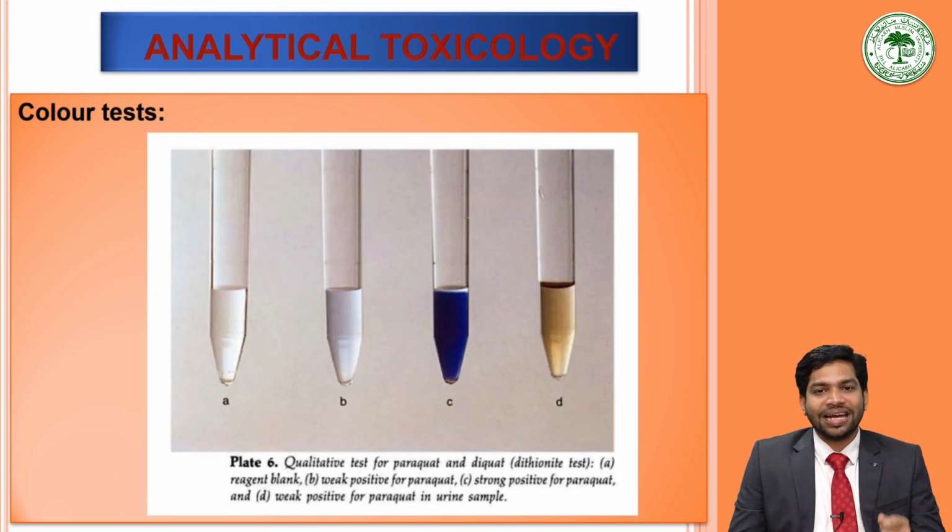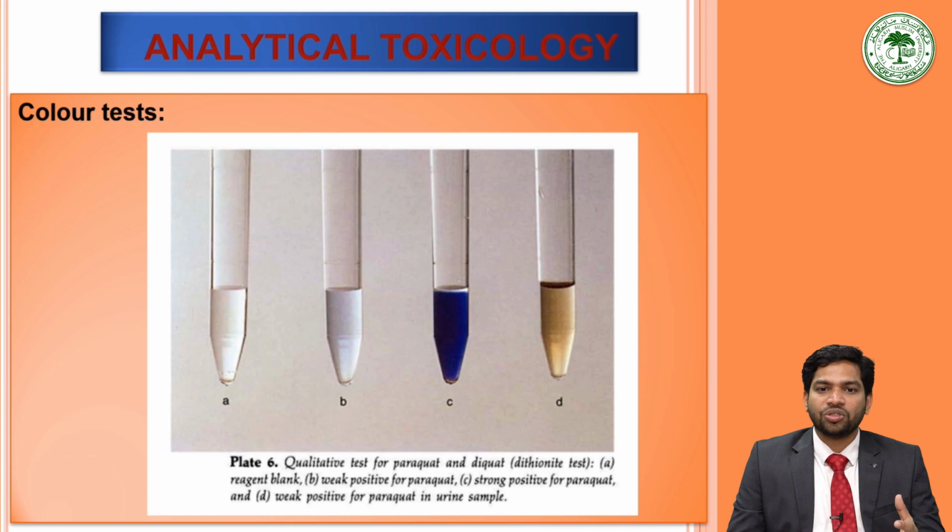Then the dithionite test is performed for paraquat and diquat compounds. Paraquat is a widely used contact herbicide and may be formulated together with the related herbicide diquat. Paraquat is often encountered as the dichloride and is extremely poisonous. The lethal dose of paraquat in an adult may be as low as 4 mg per kg of body weight. Paraquat and diquat give highly colored products with sodium dithionite, and this reaction forms the basis of the color test for paraquat and diquat compounds.